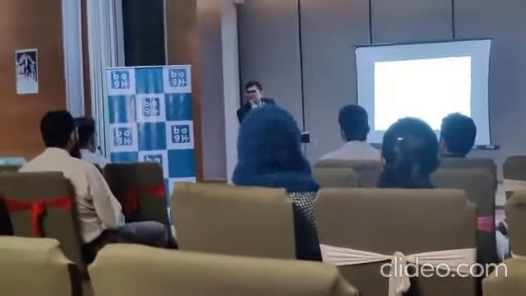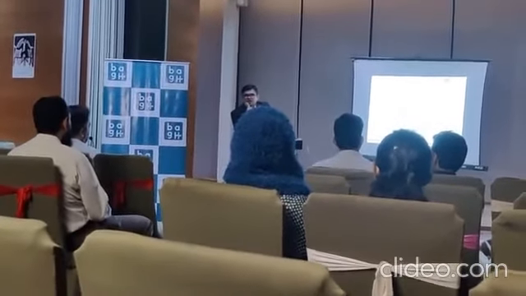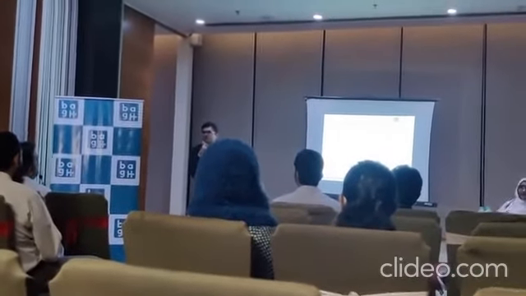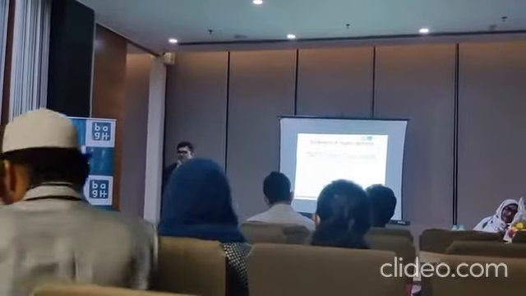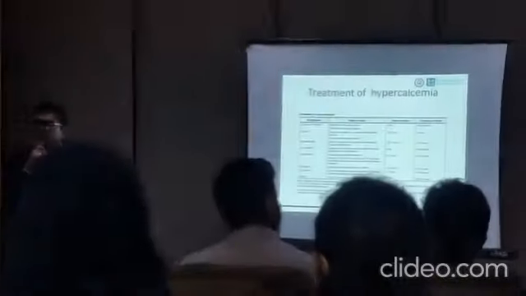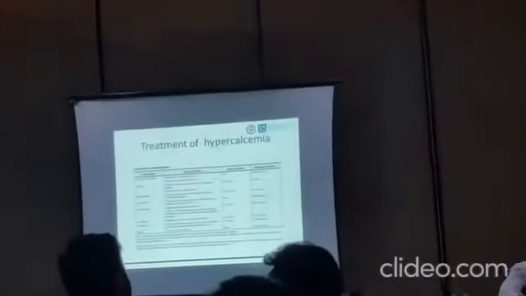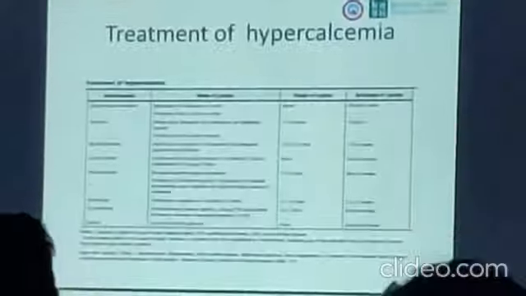Zoledronic acid is the most compliant because it is given yearly, 5 milligram IV yearly, if the patient doesn't have renal dysfunction and the GFR is more than 30. Renal stone and hypercalcemia: every patient with renal stones should be investigated. Yes, 5% of patients with nephrolithiasis can have primary hypercalcemia.